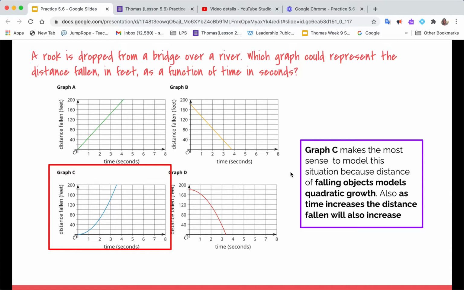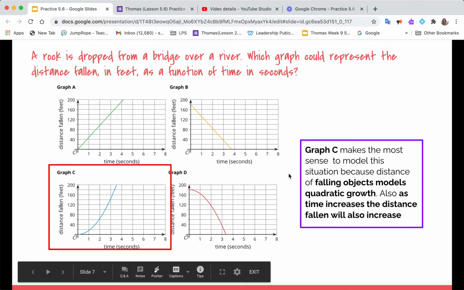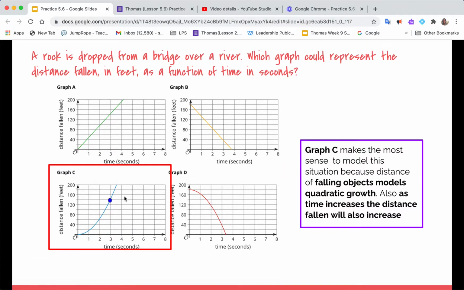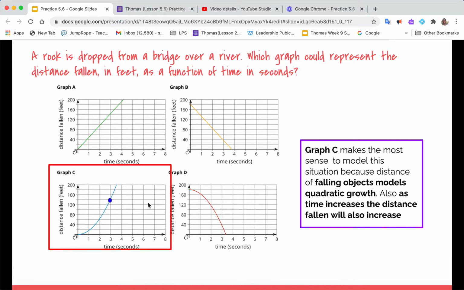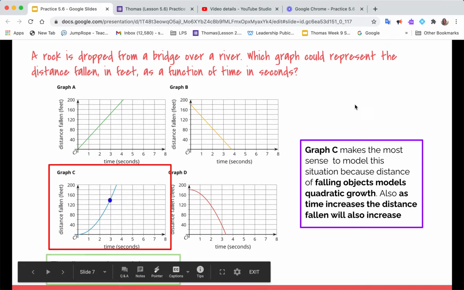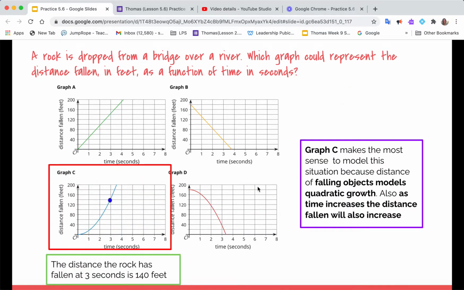The other question that we're answering here is also to use a graph to determine the distance the object has fallen in 3 seconds. So we know our time, 3 seconds, is going to be on our x-axis. Locate that time, line that up with the distance on your y-axis, and we're seeing that again this is counting in increments of 20. So this is 20, 40, 60, 80, 100, 120. So in between 120 and 160, that's going to be 140. So what that means is, in this particular case, that the distance that the rock has fallen in 3 seconds is 140 feet.